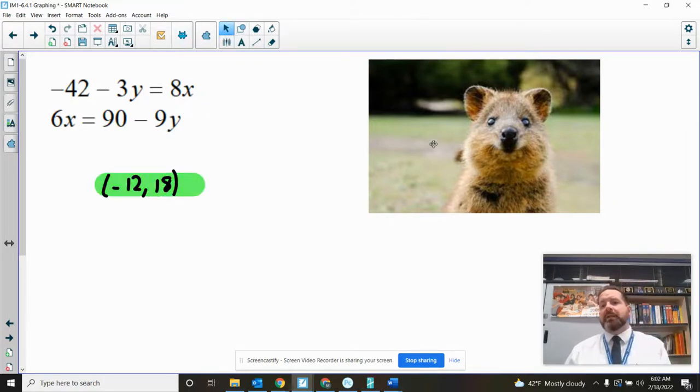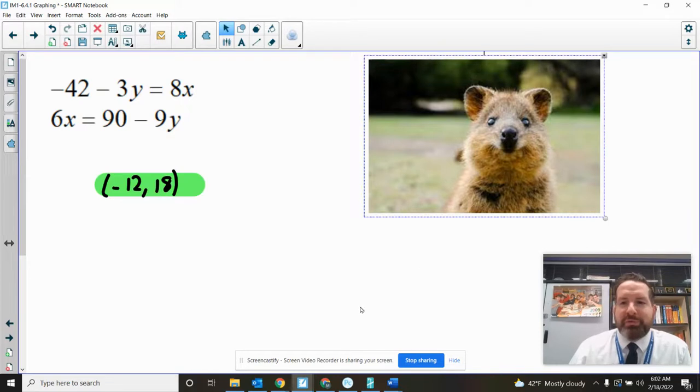Next up, the equation here is hidden under an animal called a quokka. I don't know if you've heard of this. It's got a face that always kind of looks like it's smiling. I don't know whether it's actually a nice animal or if it's dangerous, but there you go, my picture of a quokka.